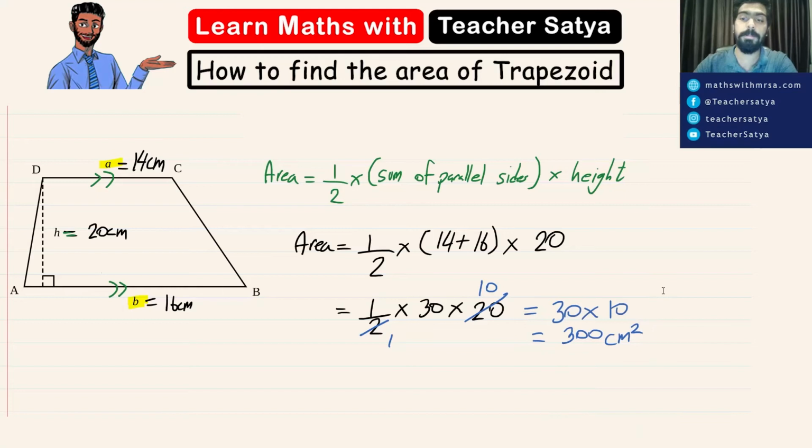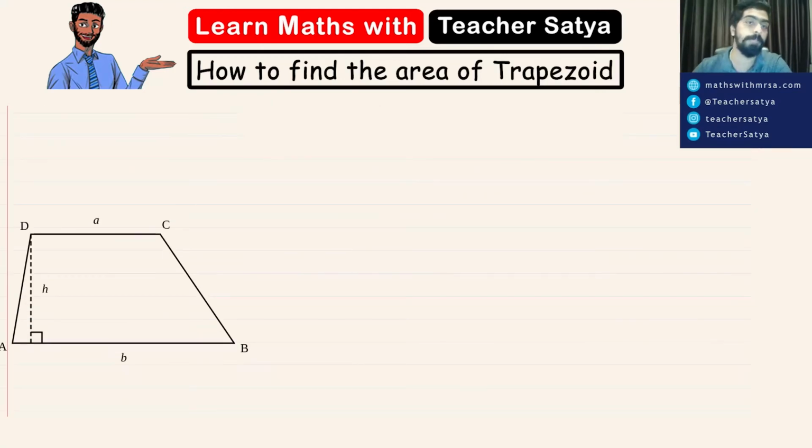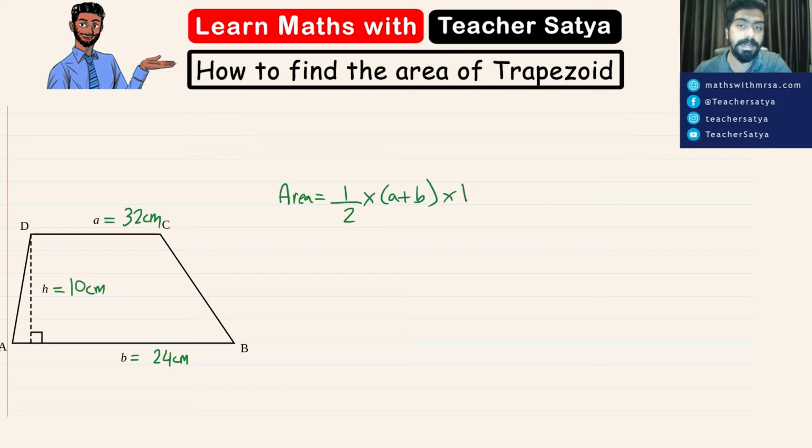Alright guys, now let me give you one more example. Let's say in this question I have A as 32 centimeter, B as 24 centimeter, and the height is 10 centimeter. Alright guys, now in order to find the area, what we do is 1/2 multiplied by A plus B multiplied by its height. Okay guys, so we would have 1/2 multiplied by the value of A is 32, the value of B is 24, and multiply by its height.